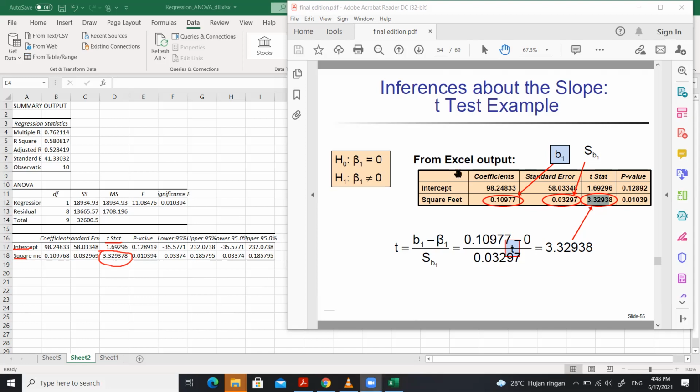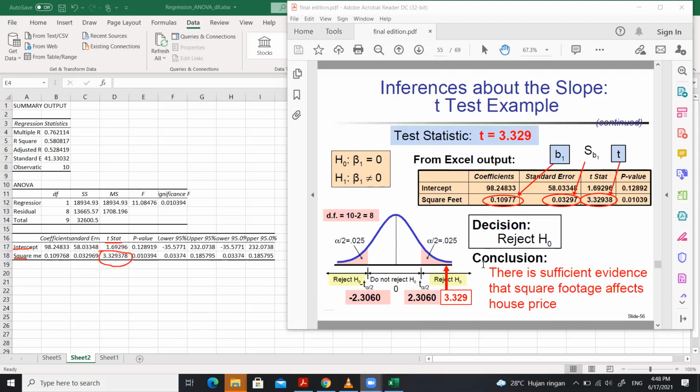So if we check the distribution of t with the 95% significance level, you get the critical values for both sides: the critical value is minus 2.3 for the left side and 2.3 for the right side. And the t value, 3.3, is located here.